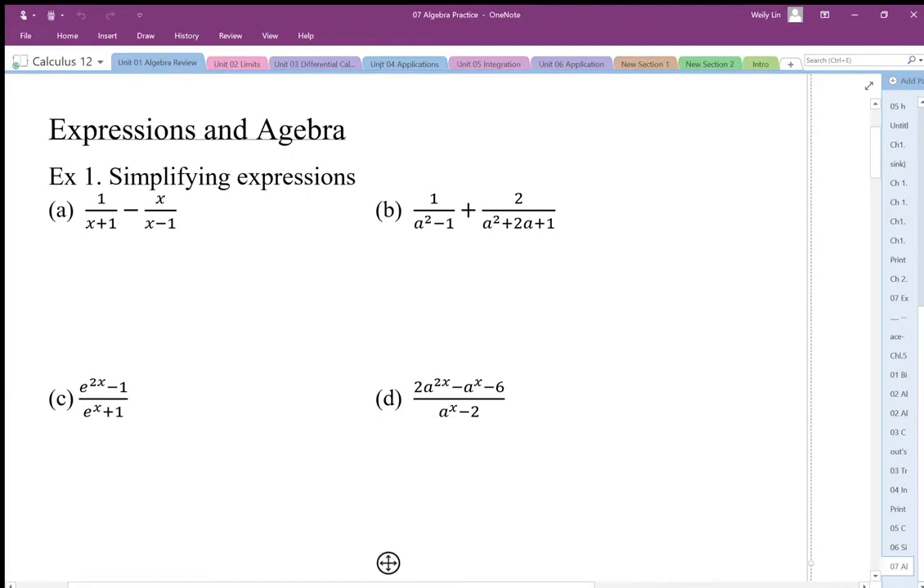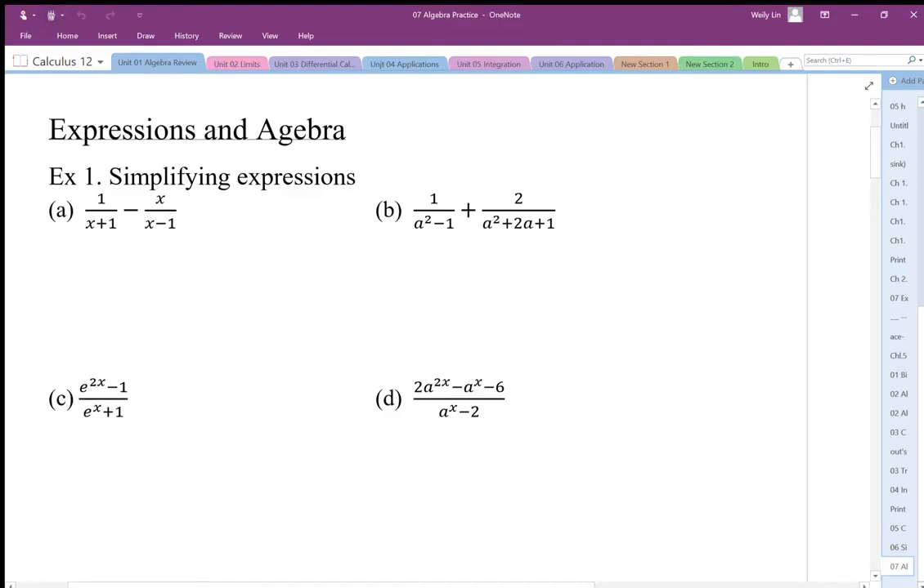To add and subtract fractions, we need a common denominator. So to get a common denominator, we've got to look at the factors in the denominator. In this case, x and 1 are not factors, but x plus 1 is a factor, and x minus 1 together is a factor.